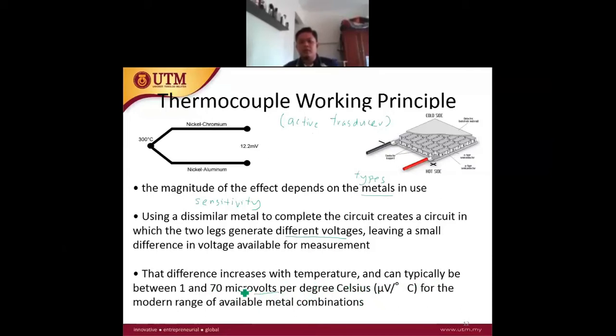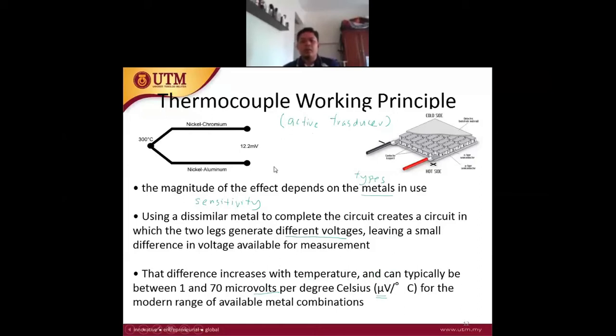Normally, the sensitivity of a thermocouple is between 1 to 70 microvolt per degree Celsius. Microvolt is very small. So if you take that in millivolt, that will be 0.07 maximum millivolt per Celsius.